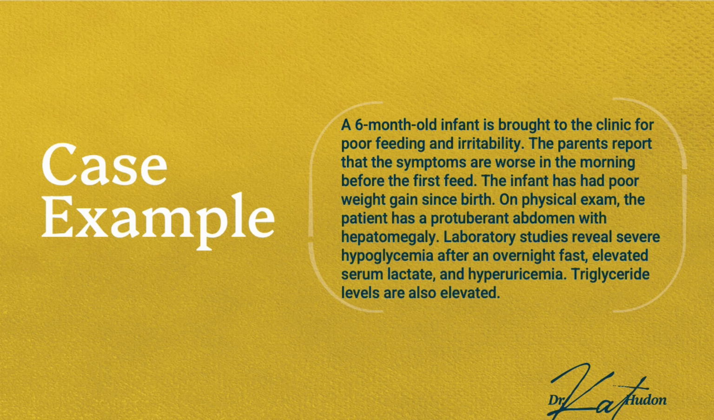Let's run through a quick case. In this example, we have a 6-month-old infant coming into the clinic for poor feeding and irritability. The parents report that symptoms are worse in the morning before the first feed. The infant has had poor weight gain since birth, and on physical, the patient has a protuberant abdomen with hepatomegaly. Labs show that we have severe hypoglycemia after an overnight fast, elevated serum lactate, and hyperuricemia. Triglyceride levels are also elevated.